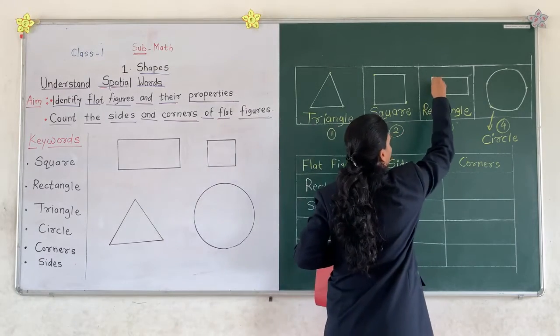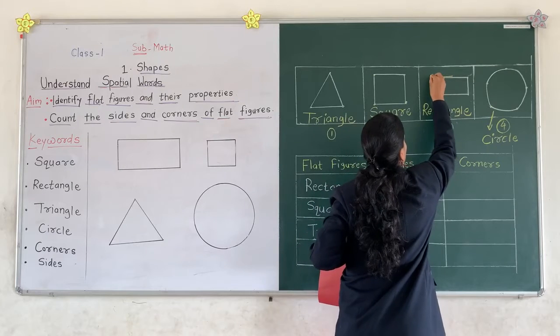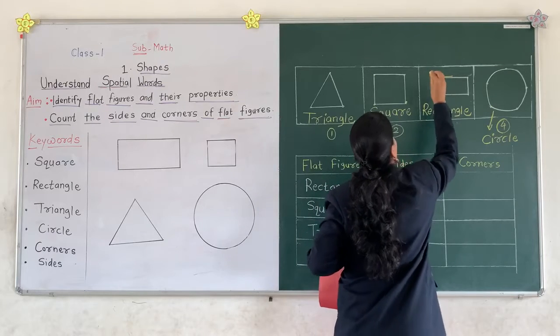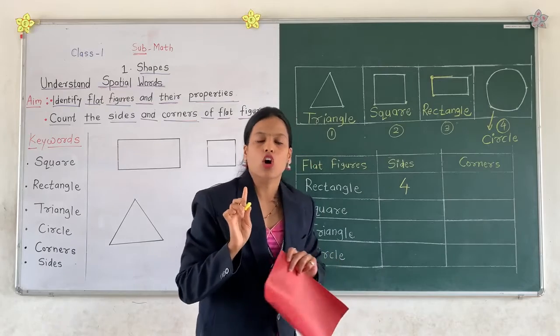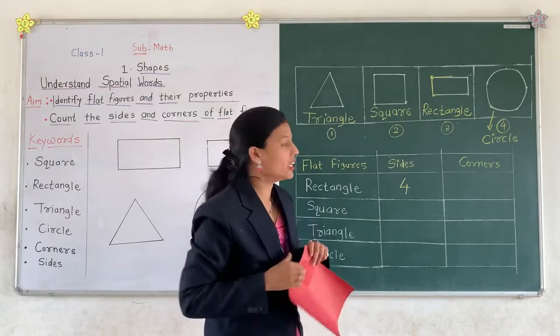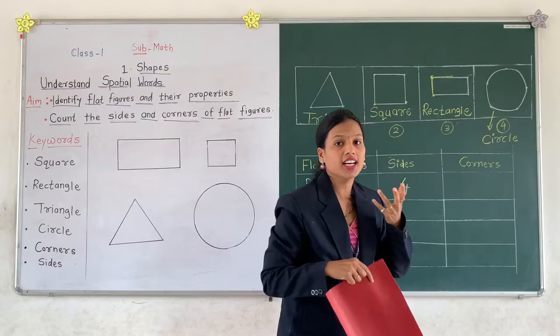See, this is side number 1, side number 2. These 2 sides meet at one point. This is called a corner. So can you tell me a rectangle has how many corners?